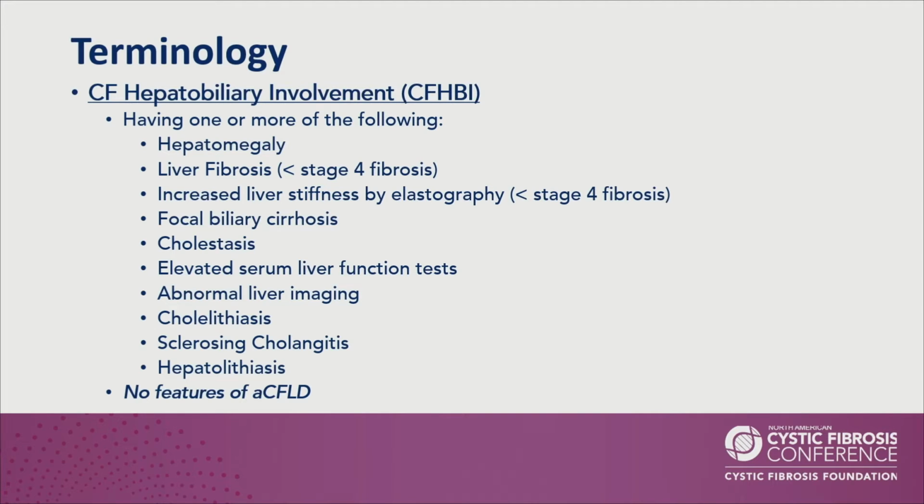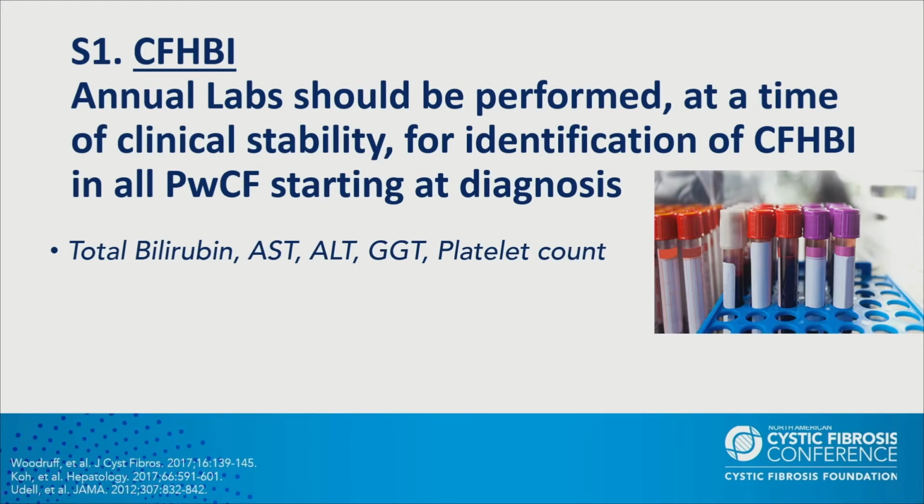But importantly, for purposes of this document, CF hepatobiliary involvement does not include features of advanced CF liver disease. So we'll start with the first statement from the group, which is that annual labs should be performed at a time of clinical stability for identification of CF hepatobiliary involvement in all persons with CF, starting at the time of diagnosis. And the specific labs that are outlined are shown here: synthetic function markers such as total bilirubin, hepatocellular inflammatory tests such as AST and ALT, markers of biliary inflammation including GGT, and a surrogate for portal hypertension in the form of platelet count.